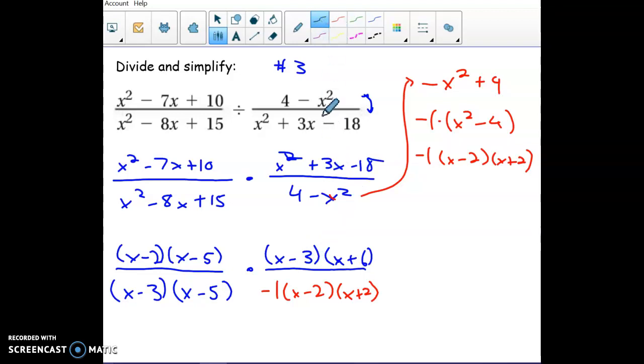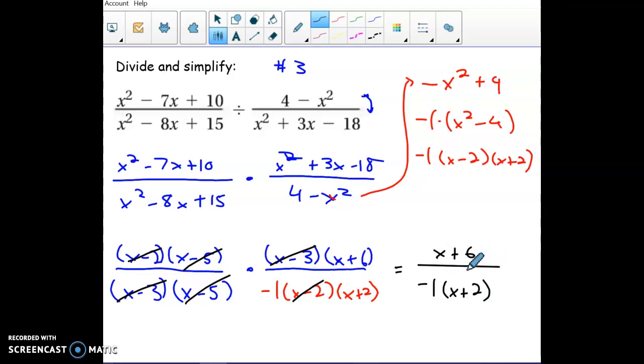All right, so now we've got it all factored apart. Now it's the fun part. Just find any pairs and cancel them. So we have matching x minus 5s, matching x minus 3s, matching x minus 2s. So all we have left on the top is x plus 6. And what we have left on the bottom is just a negative 1 and x plus 2. And so you can leave it like that.